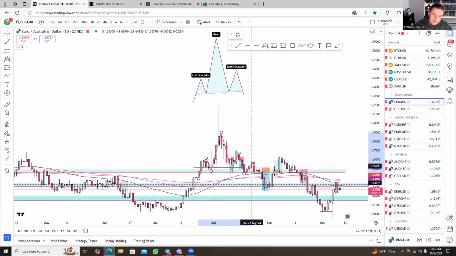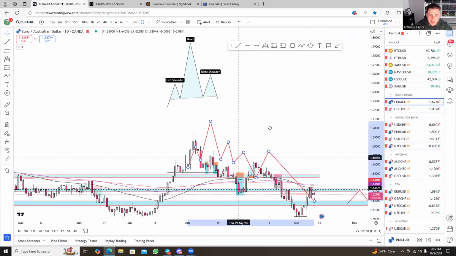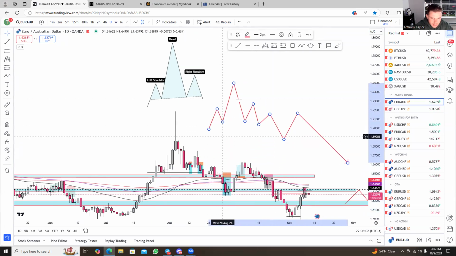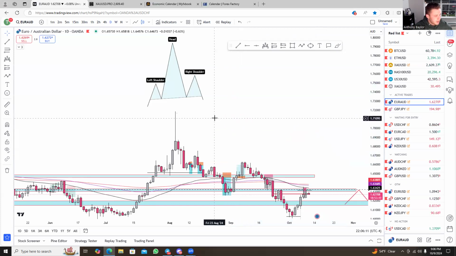There you go. Not broke. There's your break. There's your neckline retest. I see that. Look how beautiful that is. I mean, it's not perfect, but look at it. Here's your right shoulder. There's your break. Neckline retest.